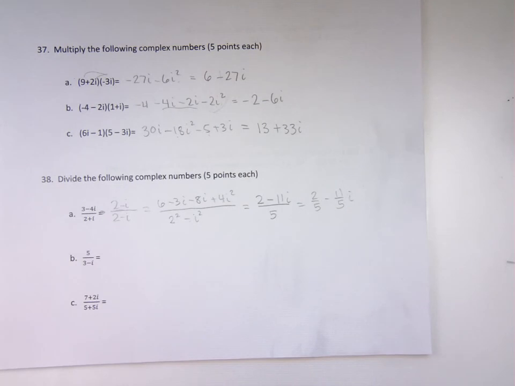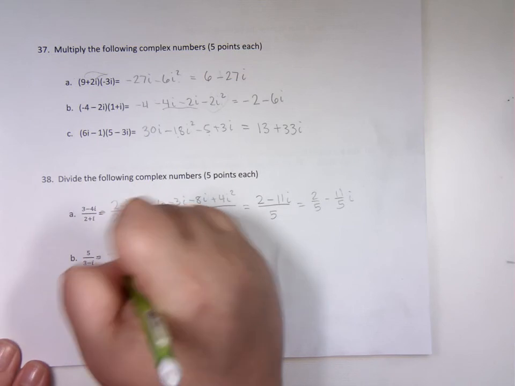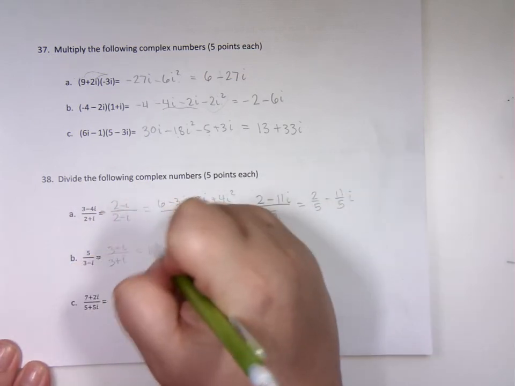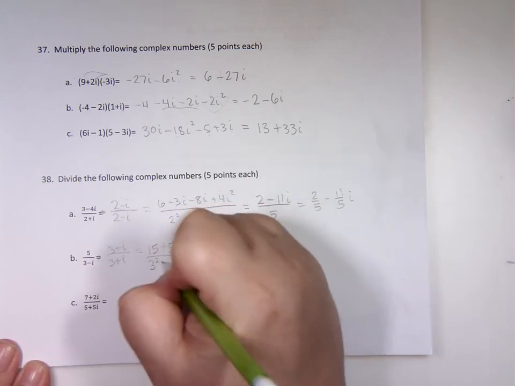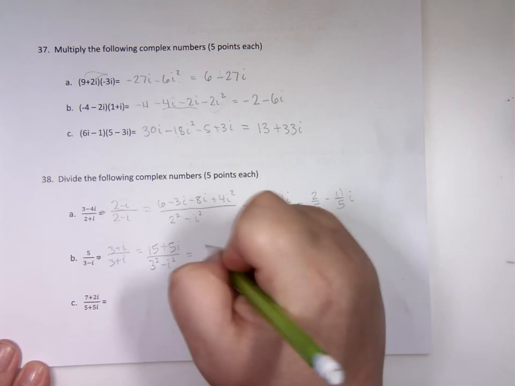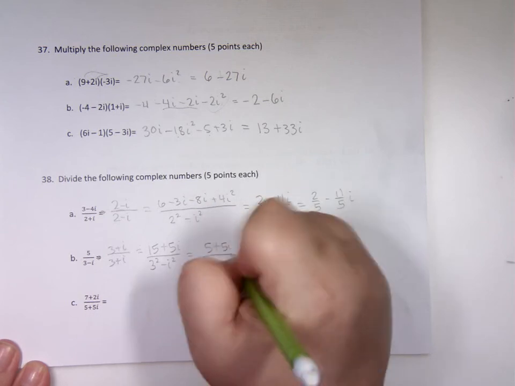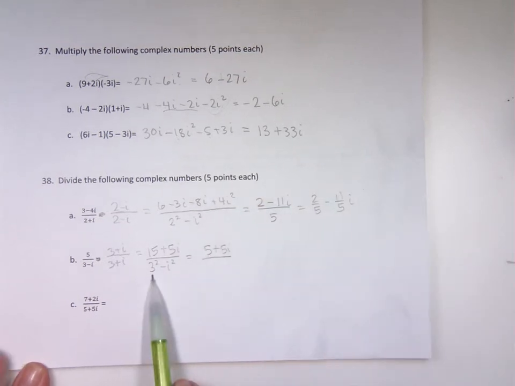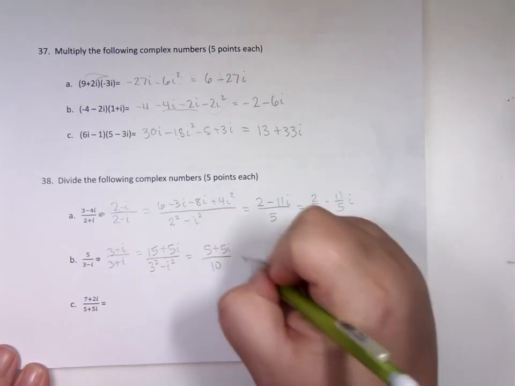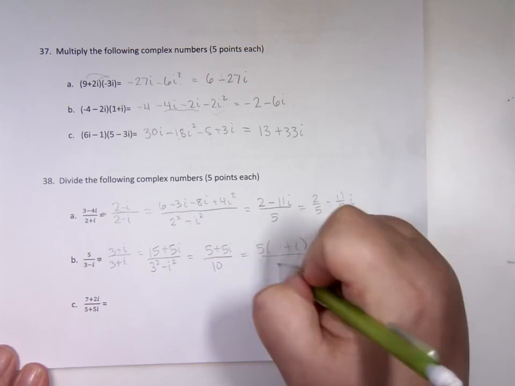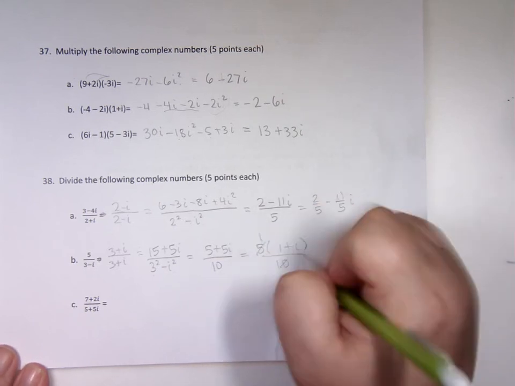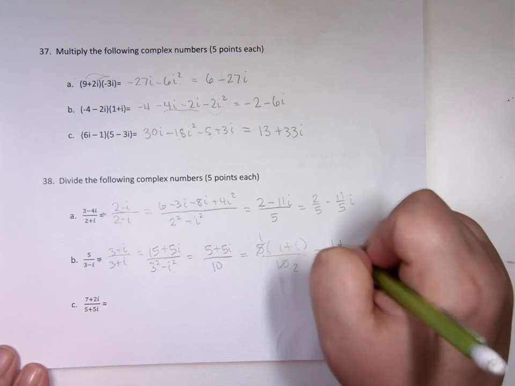All right, next. We're going to multiply by 3 plus i, top and bottom. So this is going to give us 15 plus 5i over 3 squared minus i squared. So that's going to be 15 plus 5i over 9 minus negative 1. So that's going to be 10. We can factor out a 5. That's going to be 1 plus i. Inside the 5 and the 10, we can do a little canceling. So we've got 1 plus i all over 2.